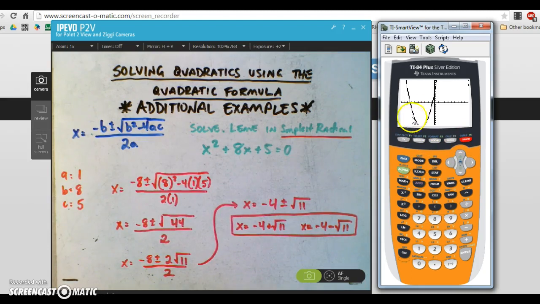Okay, there's my solutions. Remember, that's what we're looking for. These solutions that I'm finding are where this thing crosses the x-axis. Now, these are irrational, so remember I had to use this second trace tool. So I'm going to do second trace, choice 2 for the zero. I'm going to do my left bound and my right bound.